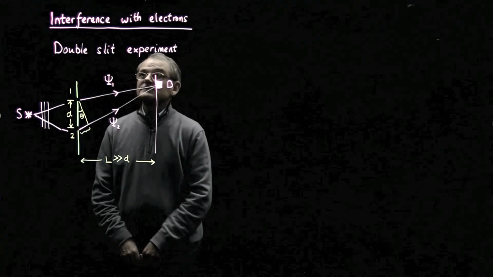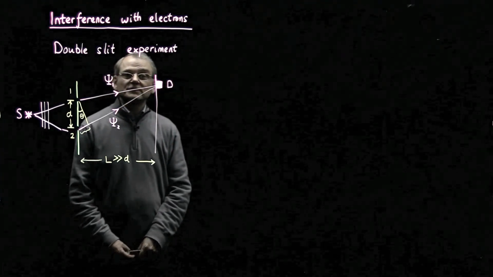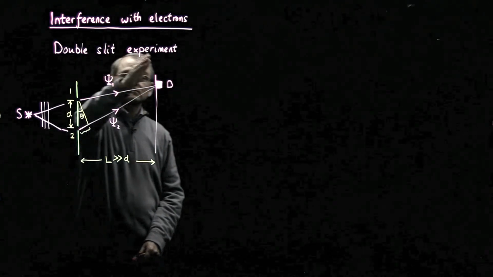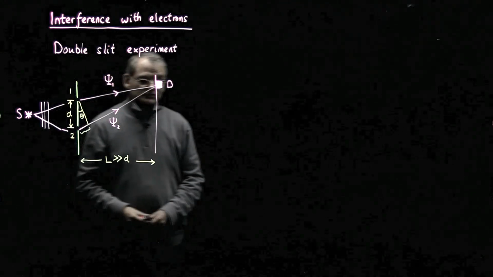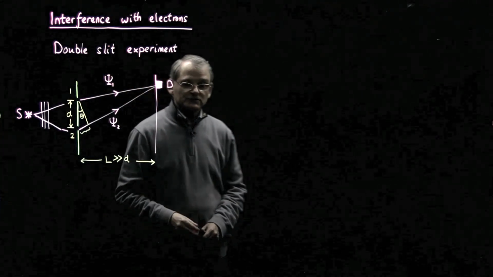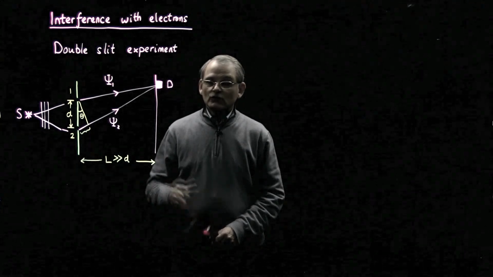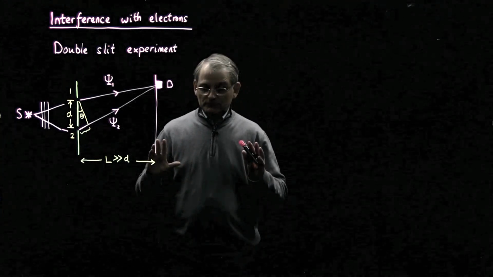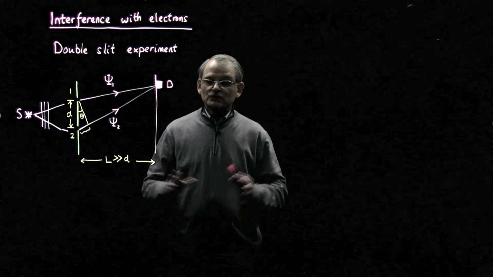Hello and welcome back to our discussion of the interference with electrons in the double slit experiment. So in the previous two videos we did two things. First of all, we derived an expression for the position of the maxima in terms of the wavelength.